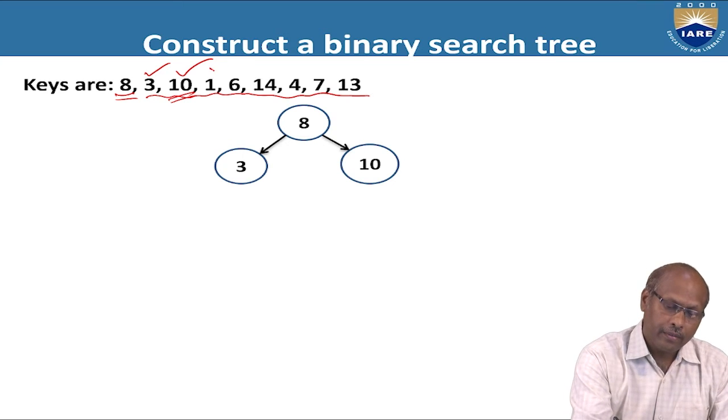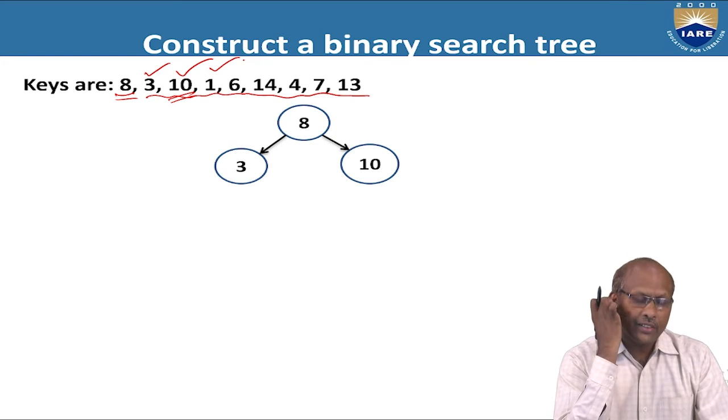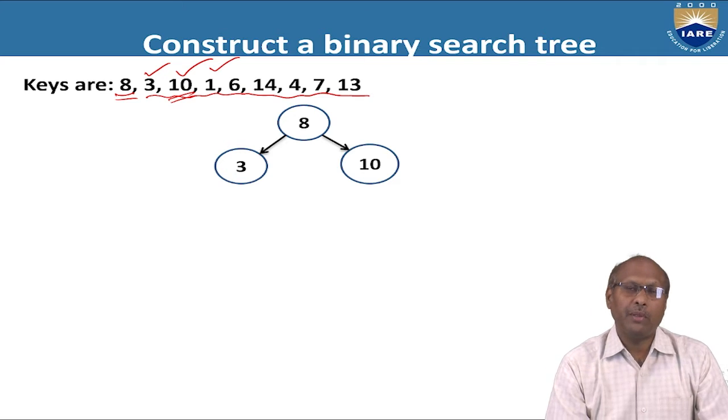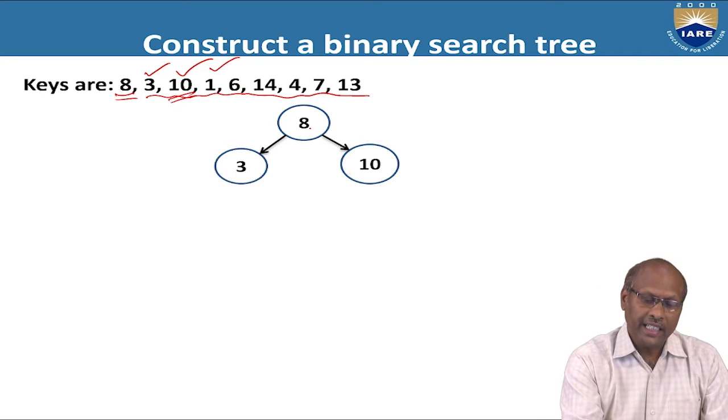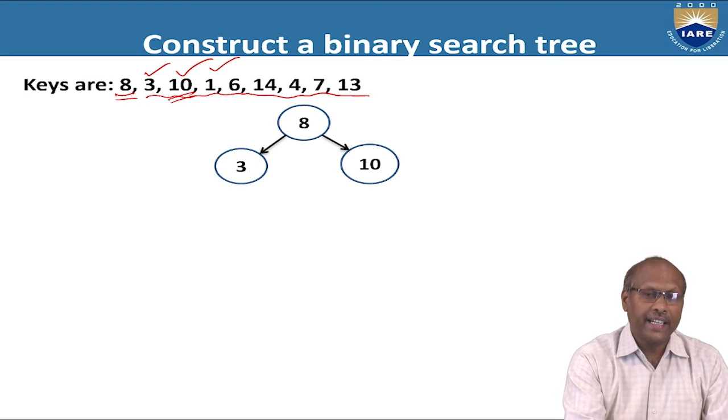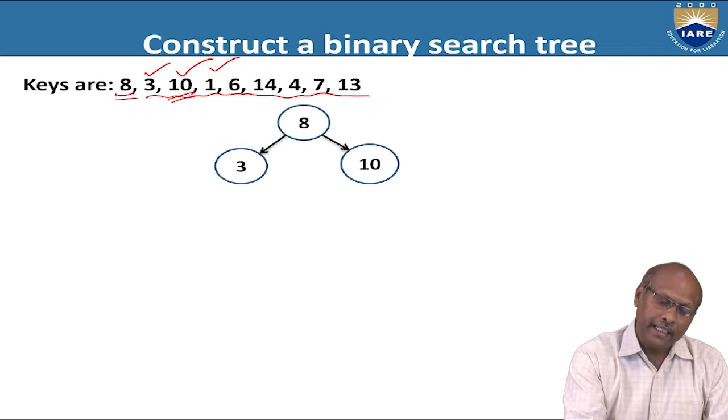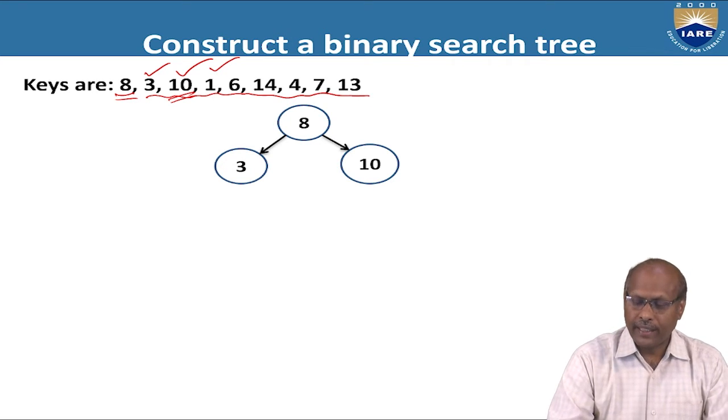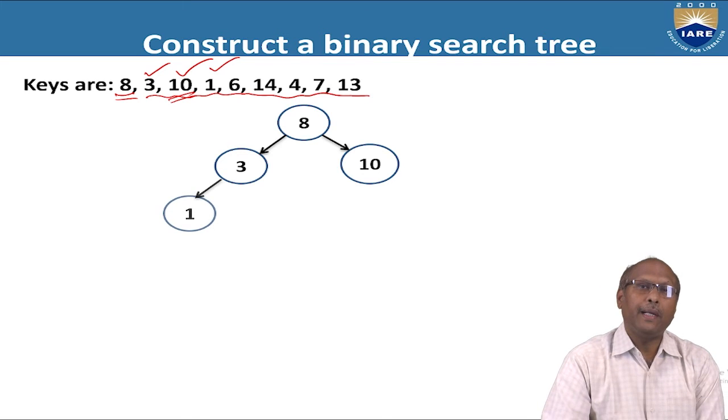Now the next is 1. When you want to insert 1, where do you have to check? Always start from the root. 1 is less than 8, so come to the left side. On the left side, data is already there, that is 3, so 3 becomes the parent. 1 is less than 3, so 1 will be left of 3.